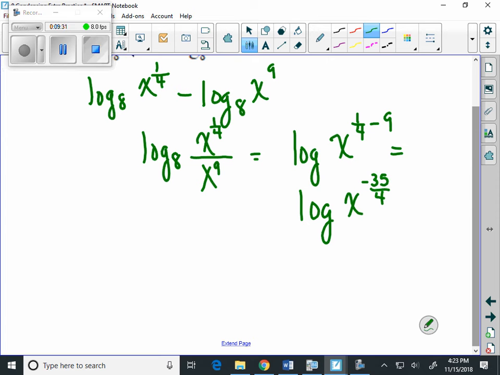And we actually only need to deal with one more step here. Again, a reminder, express powers as factors if possible. And it's possible. You're going to take that value, you're going to write it out in front. And we end up with negative 35/4 times log of x.